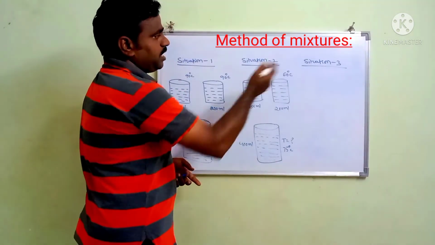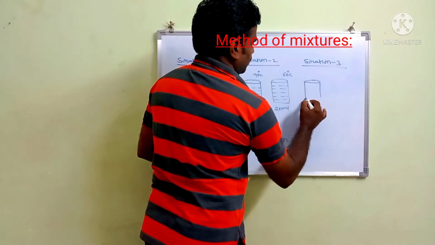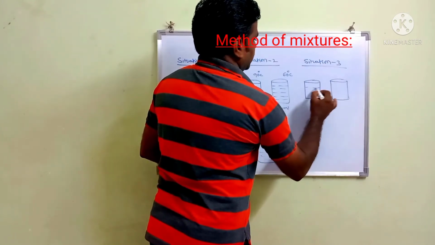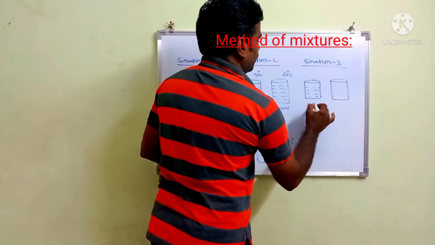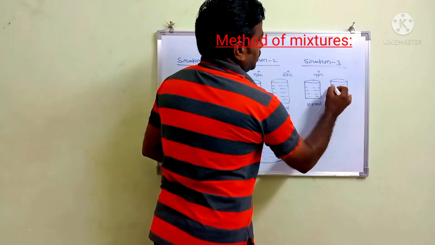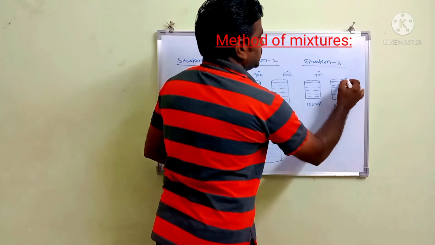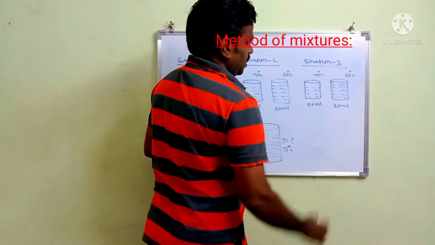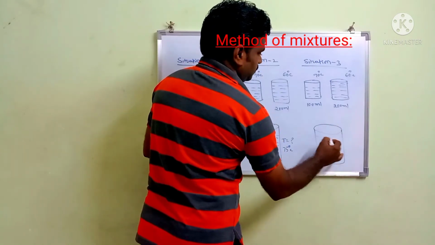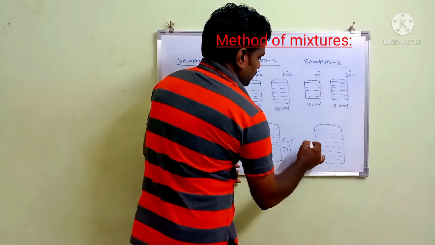We can assume that. And the situation 3 is, here also we can take two beakers. But in the first beaker you take only 100 ml of water and it is heated up to 90 degrees centigrade. And in the second beaker you take 200 ml of water and this reaches 60 degrees centigrade only. And again these two beakers of water are poured into one large beaker, and this is 300 ml of water.